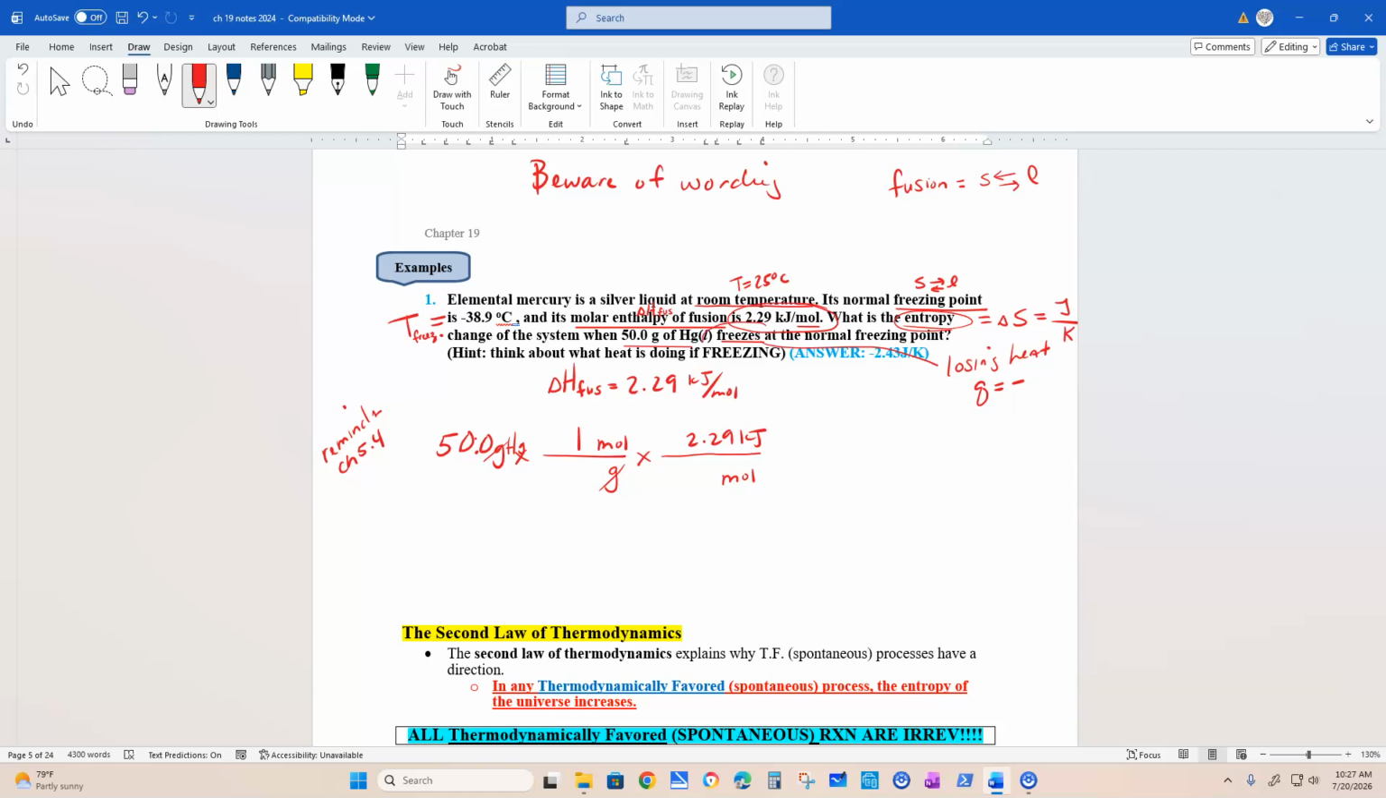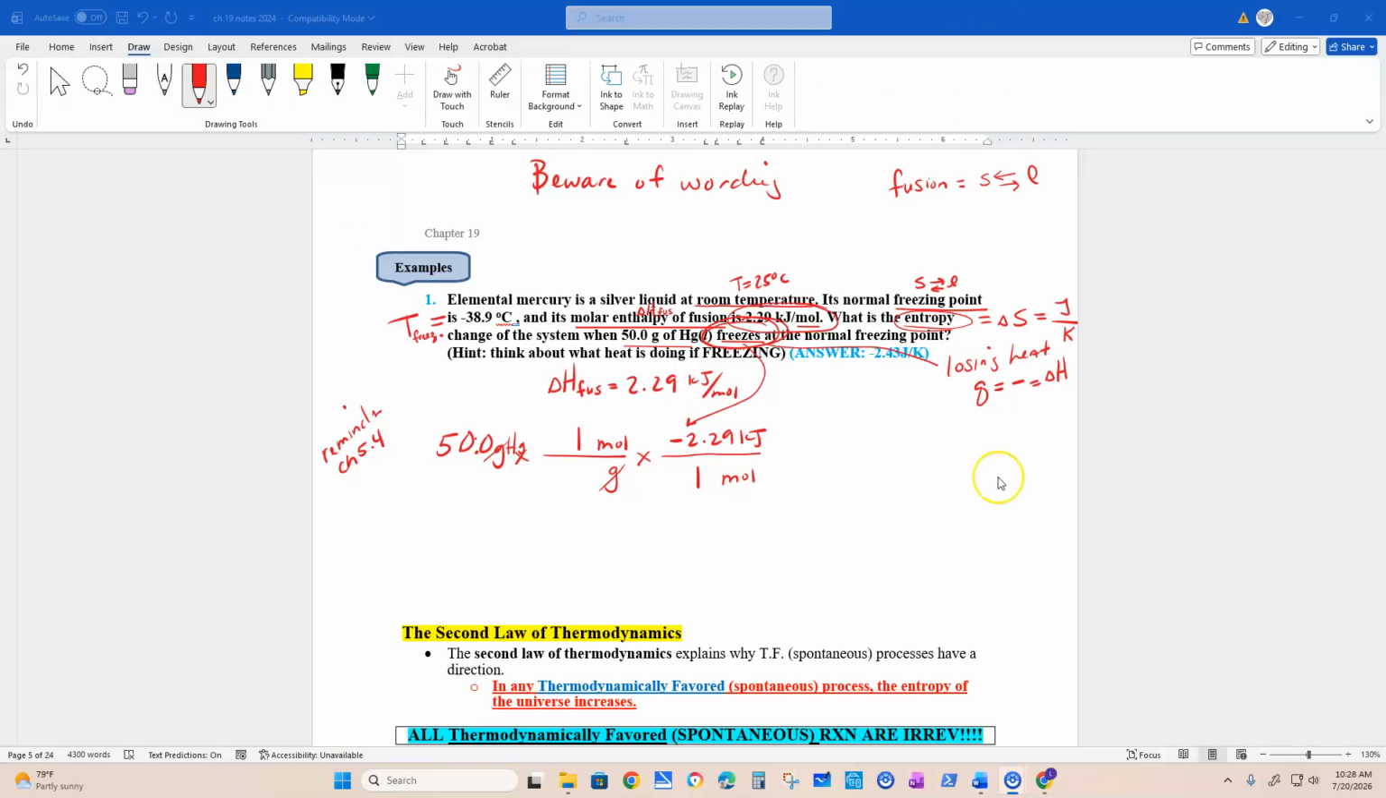But notice it says freezes. Because it lost heat, my Q is negative, which means my delta H is also negative. So I'm going to put a negative right here because of the word freezes. And I even gave you a hint: what happens to heat when you're freezing? So this right here is 1 mole. We need the molar mass of mercury. After looking at the periodic table, the molar mass of mercury is 200.59. I got rid of my grams.